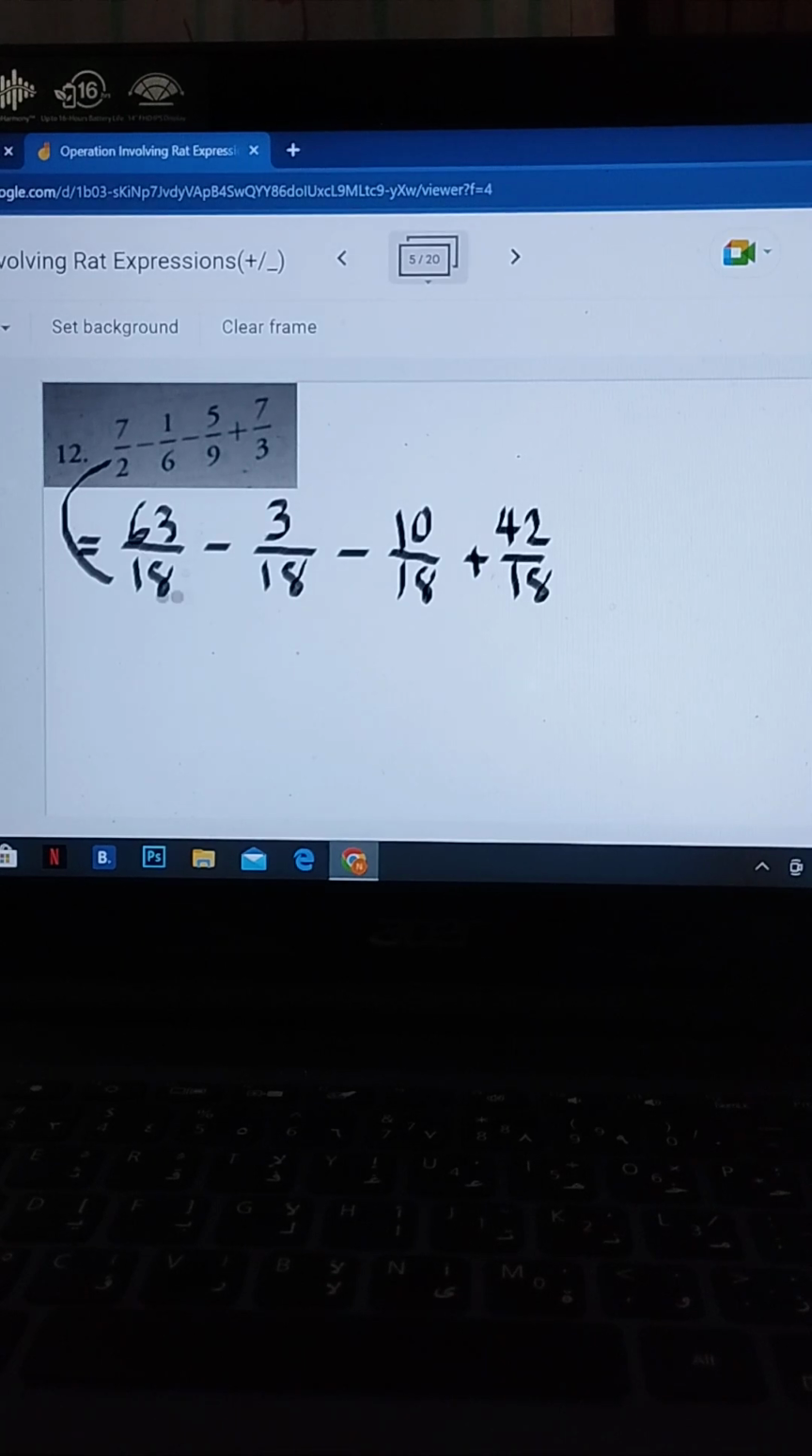Okay, so 63 minus 3 is 60, minus 10 is 50, plus 42 is 92. So your answer now is 92 over 18. But 92 over 18, you can still reduce that. So by 2, that is 46 over 9.